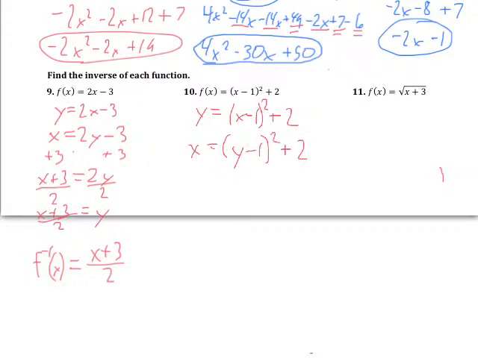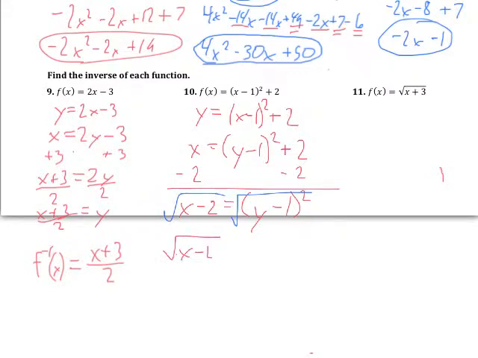And now start solving for y. Again, the last thing comes first. So I would start by subtracting 2. So that's x minus 2 equals, and then this stuff is still in parentheses being squared, and so we need to get it out of there, so we square root both sides. So that gives me the square root of x minus 2 equals y minus 1.